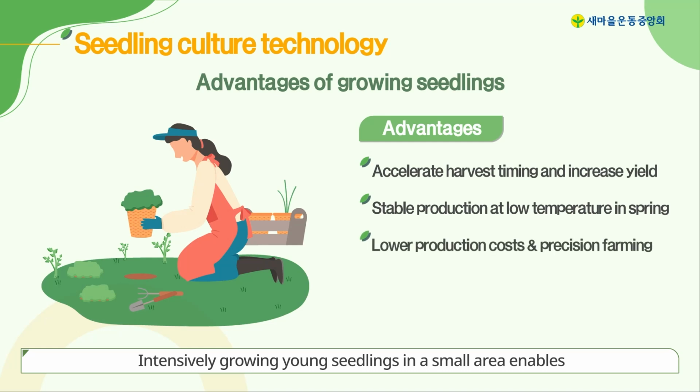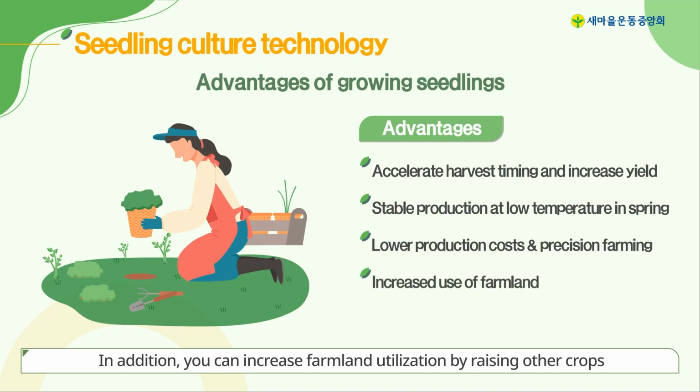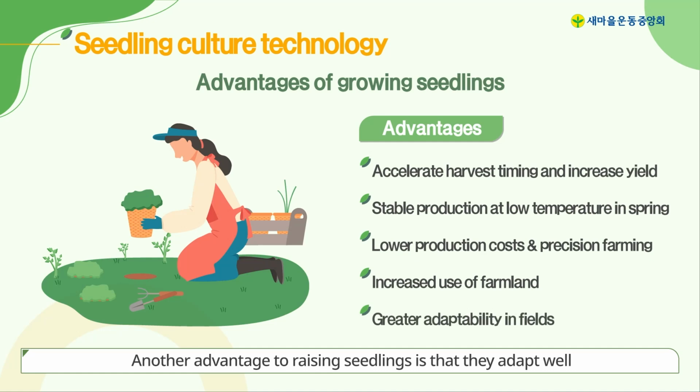Intensively growing young seedlings in a small area enables precision management, which can lead to lower production costs. In addition, you can increase farmland utilization by raising other crops on the land during the seedling culture period. Another advantage to raising seedlings is that they adapt well when they are transplanted onto the field.